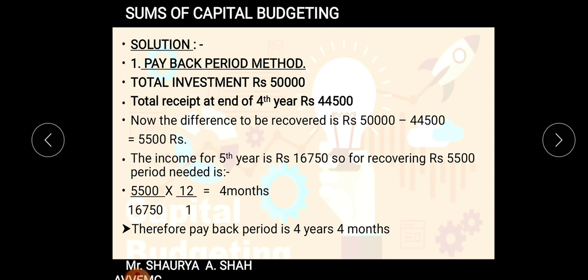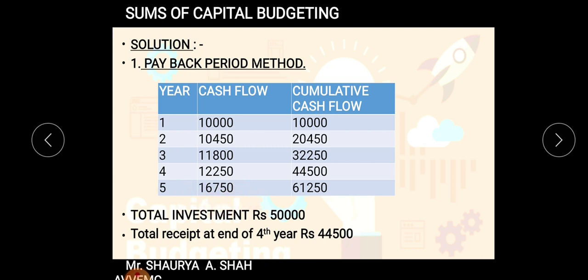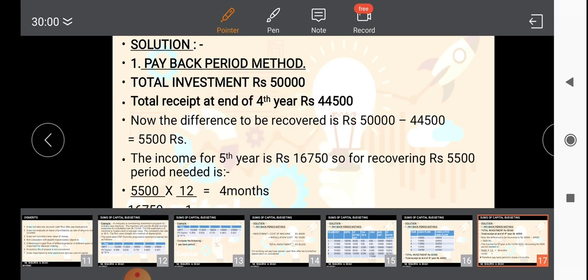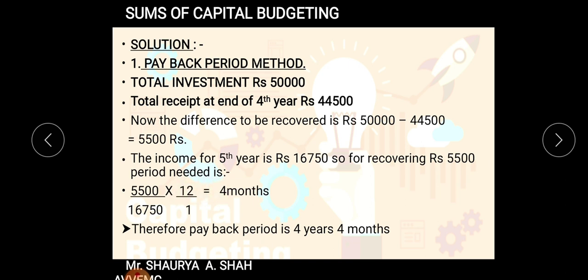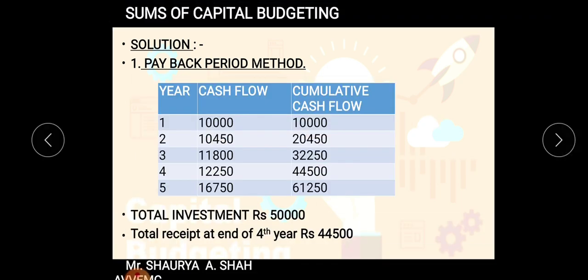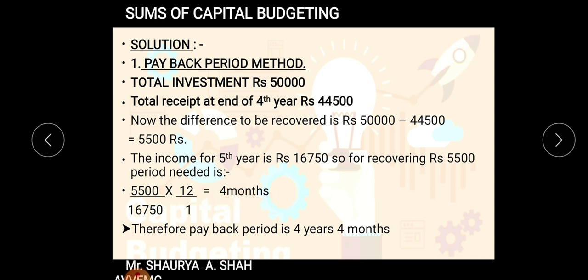Now what is the cash flow, dear students, of the fifth year? It is 16,750. So if in 12 months I am receiving 16,750, in how much time will I receive 5,500? So the answer is 4 months, right? So in total, I will receive my 50,000 in 4 years and 4 months. Therefore, the payback period is 4 years and 4 months. I suppose it is clear to every student.